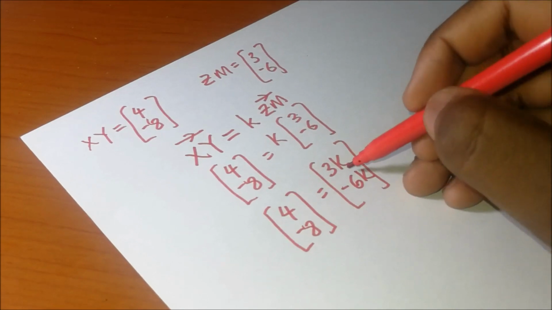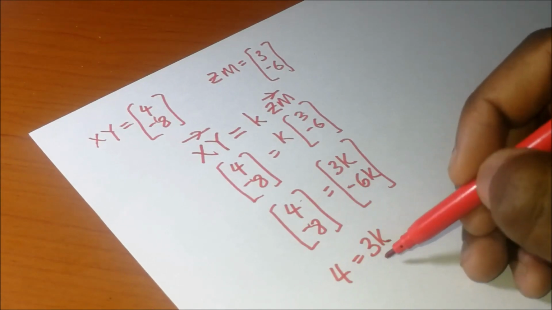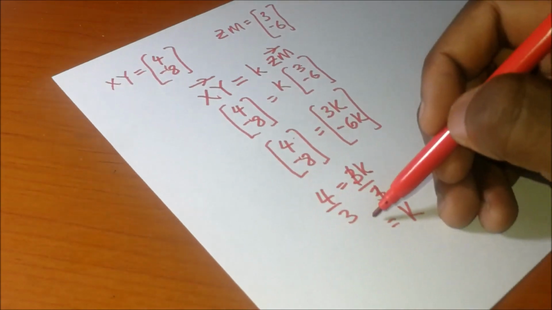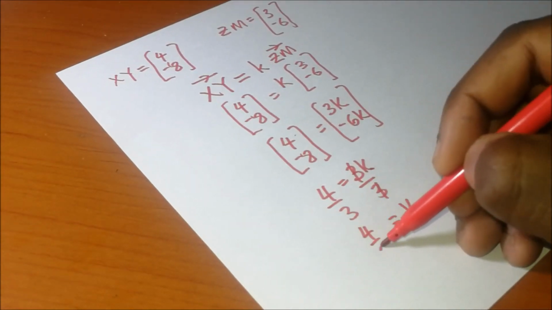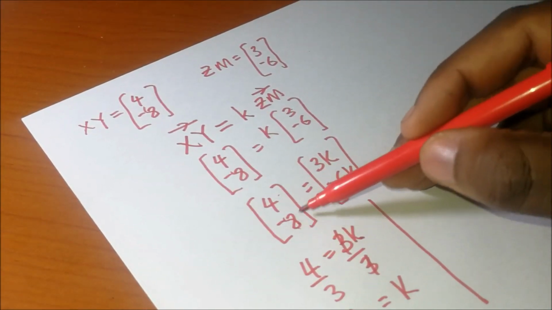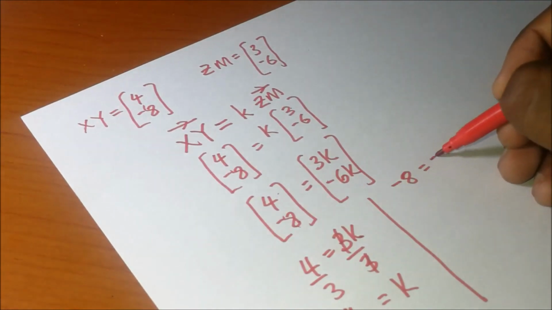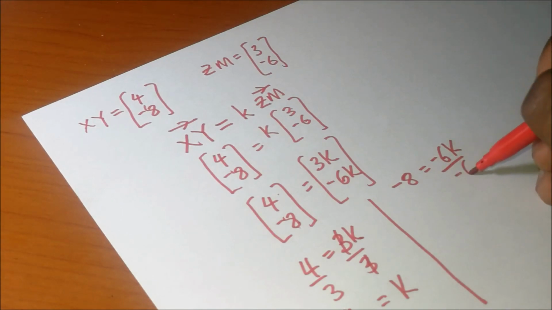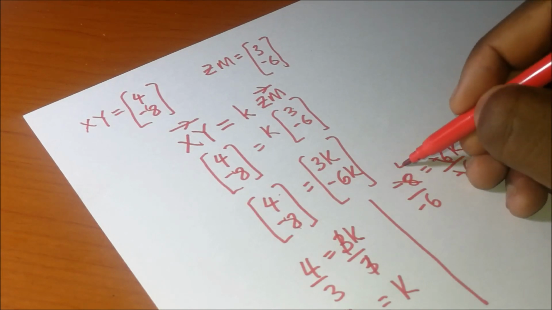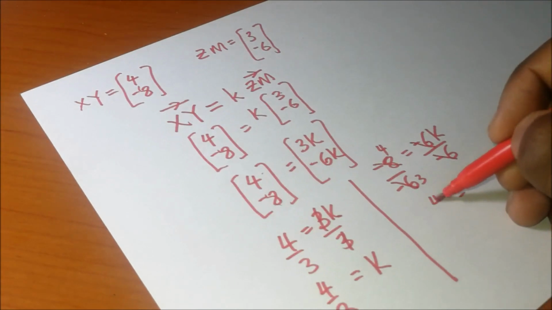So we shall go ahead and find the value of k. We shall equate this. We shall say 4 is equal to 3k. Divide both sides by 3. We end up with k as 4 over 3. Then likewise at the bottom, we have negative 8 is equal to negative 6k. Divide both sides by negative 6. This goes with that. By 2, 4 by 2, 3. You end up with a value of k as 4 over 3.